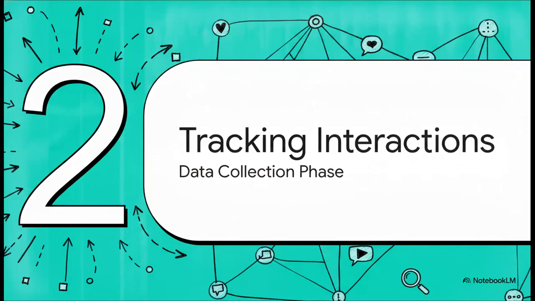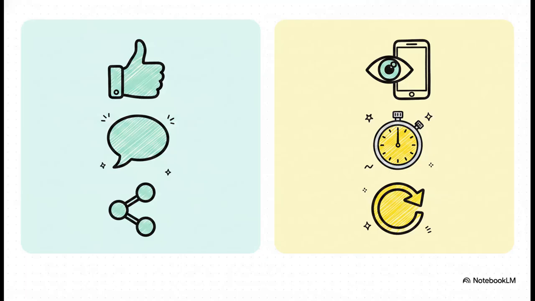Section 2. Tracking your micro-interactions. The data collection phase. Notice the fascinating contrast here between explicit and implicit actions. On the explicit side, well, we have the obvious data points you knowingly give the app. That's when you physically tap the like button, leave a comment, or hit share to send a video to a friend. But the real secret sauce, the reason the algorithm feels so unnervingly accurate, lies in the implicit actions.